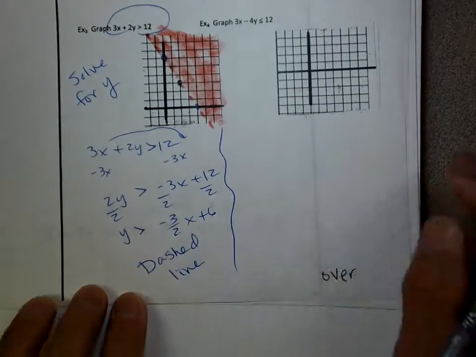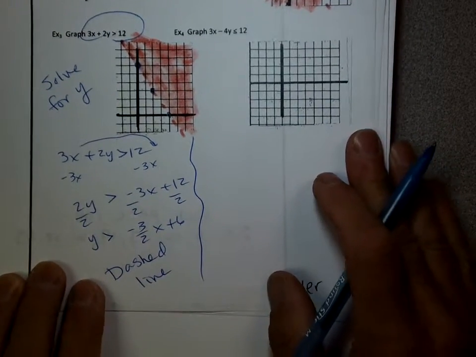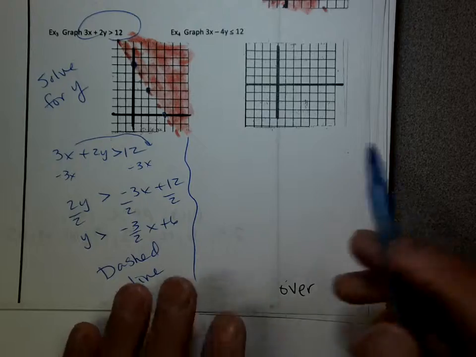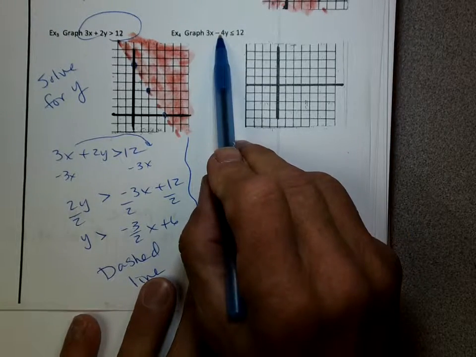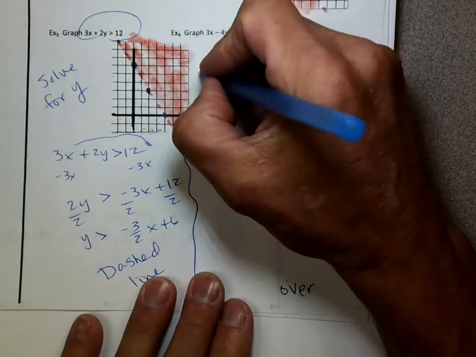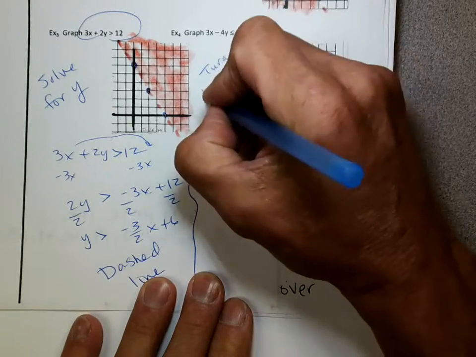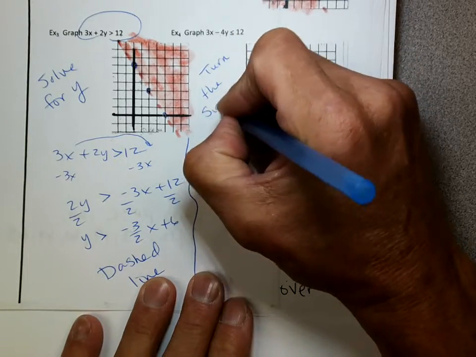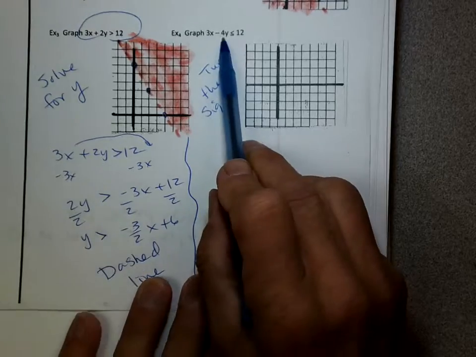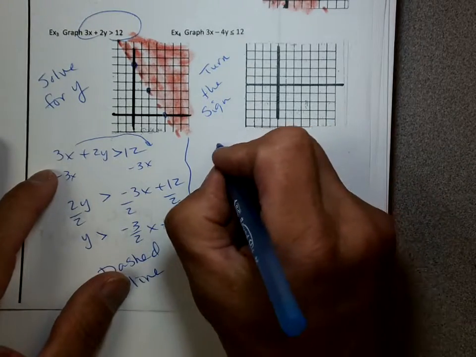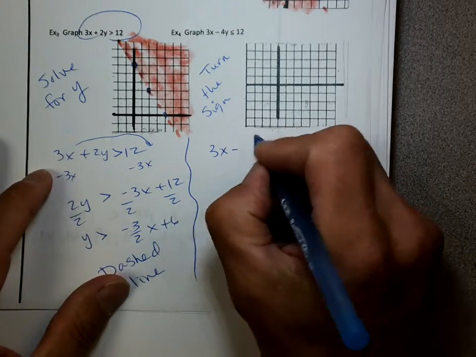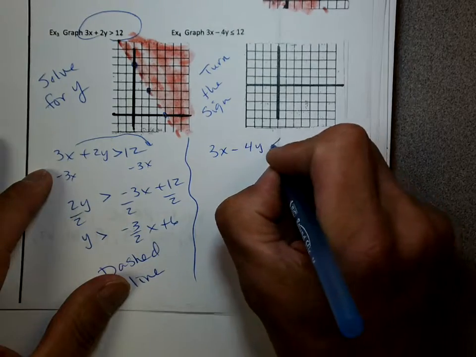Not bad. Let's go on to example 4. So in example 4, the only thing I've got to be careful on is eventually I will divide by a negative. If I want to divide by a negative, I'm going to turn the sign. Okay, you wait and see. I'm going to turn the sign because I will divide by a negative 4. So let's go ahead and write it down. I got 3x minus 4y less than or equal to 12.